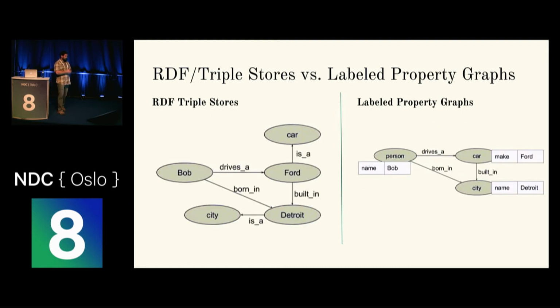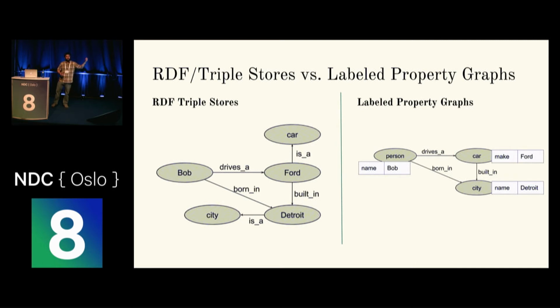So here's an example of the same data model in an RDF triple store and in a labeled property model graph. If you start at this node that says Bob on the RDF side, and I want to find out what Bob drives, well, Bob drives a Ford, and a Ford is a car. So I'm able to infer from that relationship that Bob drives a car.